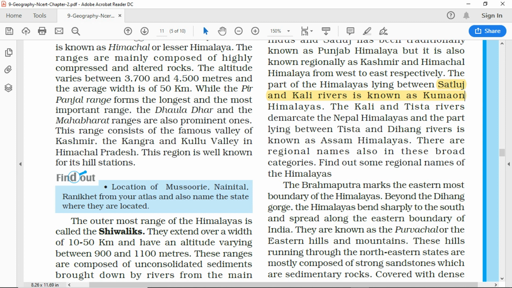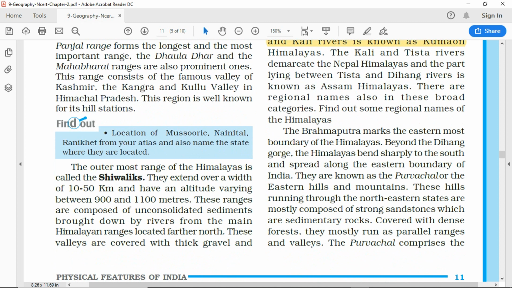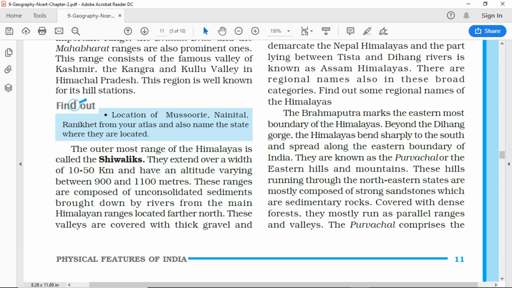The Brahmaputra marks the easternmost boundary of the Himalayas. Beyond the Dihang Gorge, the Himalayas bend sharply to the south and spread along the eastern boundary of India. They are known as the Purvanchal or the Eastern Hills and Mountains. These hills, running through the northeastern states, are mostly composed of strong sandstones, which are sedimentary rocks, covered with dense forests. They mostly run as parallel ranges and valleys.